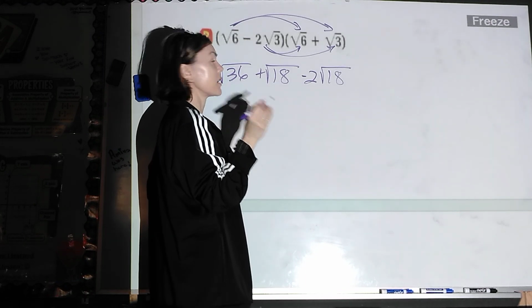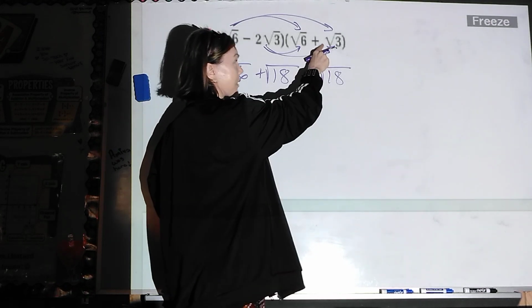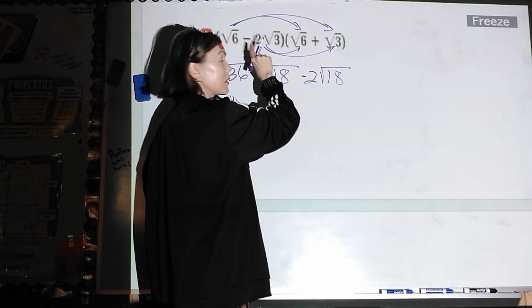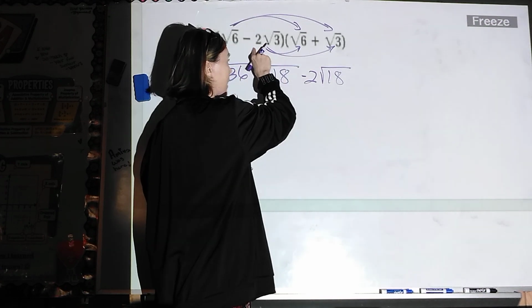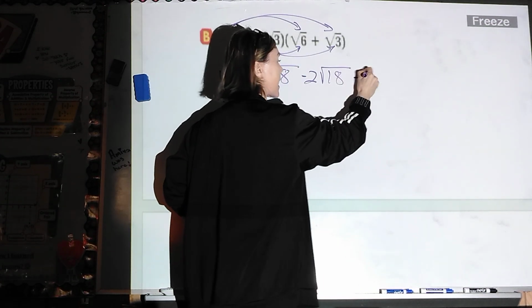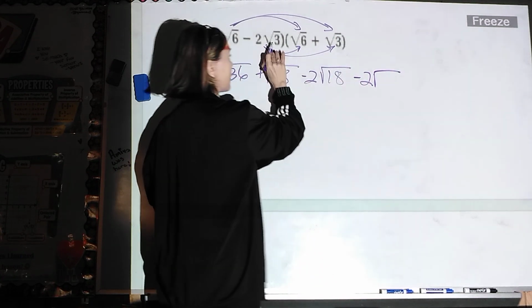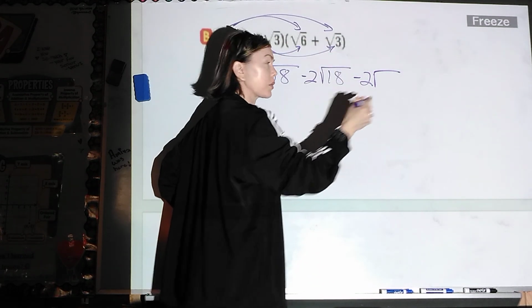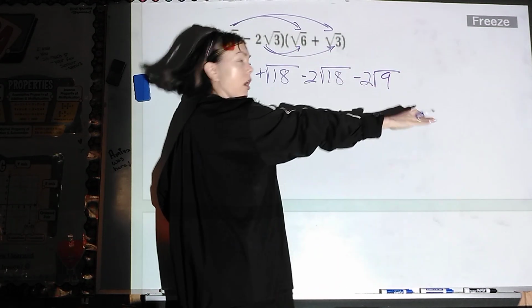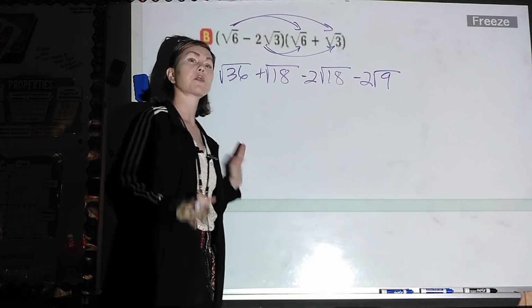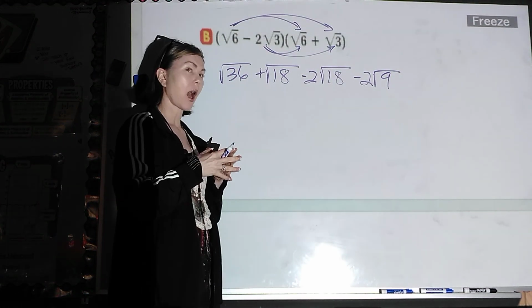And then do it again. Even though it's not there, you know there's a 1 there. So multiply the numbers first. So negative 2 times a positive 1 is negative 2. And then radical 3 times radical 3 is radical 9. Here we are. We just finished the multiplying.